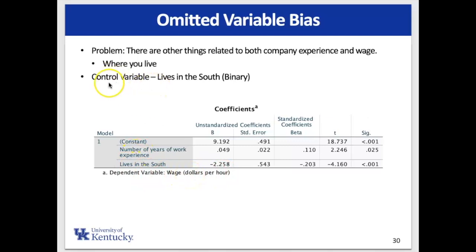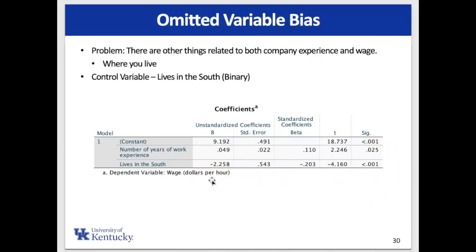Remember, this is telling us that it's a control variable, that it's binary, which means that we're looking at lives in the South versus lives in other regions within the United States. We see that it is negative, which means that there's a negative relationship. People in the South are typically going to make less money compared to people who live in other regions in the US on average. And of course, we see that it is statistically significant.